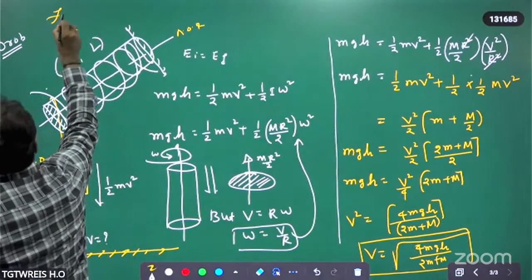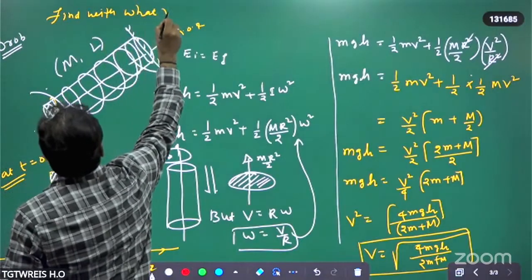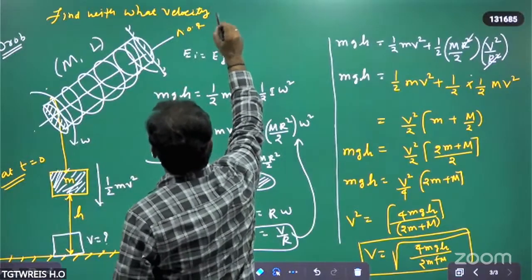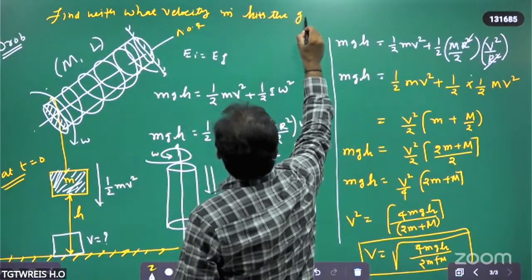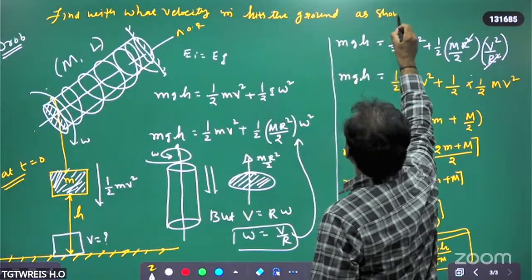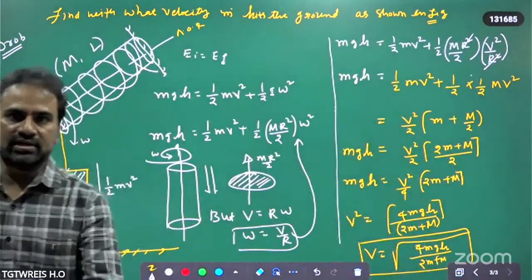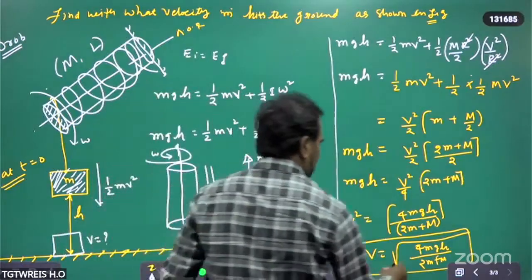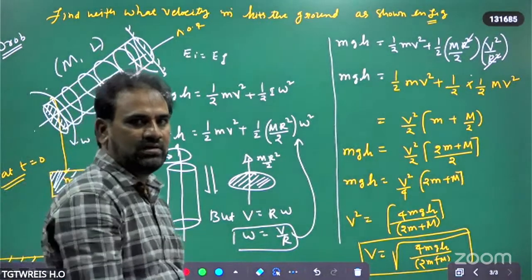Find with what velocity the small mass m hits the ground. Okay, with what velocity does it hit the ground? V is equal to square root of 4mgh upon 2m plus capital M. With this velocity, this block will hit the ground. Is it clear? Okay. Note.